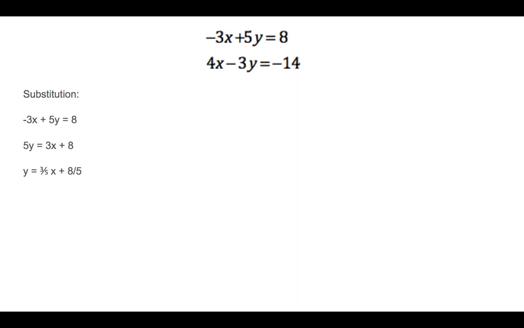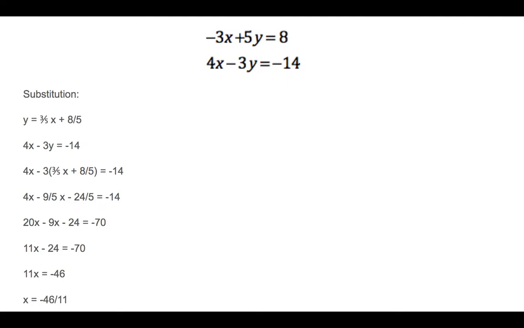So let's do this one by substitution first. There are 4 different ways you could start this. You could solve for x in the first equation, y in the first equation, x in the second equation, y in the second equation. So you can see 4 different starting paths. I'm just going to go with the first one. I took the first equation and I went ahead and solved for y, just like if I was writing y equals mx plus b. So I got y equals 3/5 x plus 8/5.